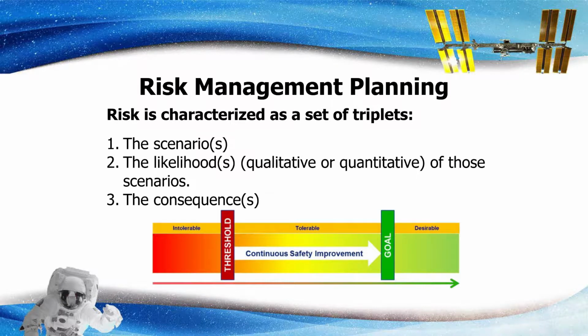Risk is characterized as a set of triplets. Number 1, the scenarios leading to the degraded performance with respect to one or more performance measures. Number 2, the likelihood, qualitative or quantitative, of those scenarios. Number 3, the consequences, qualitative or quantitative severity of the performance degradation that would result if those scenarios were to occur.